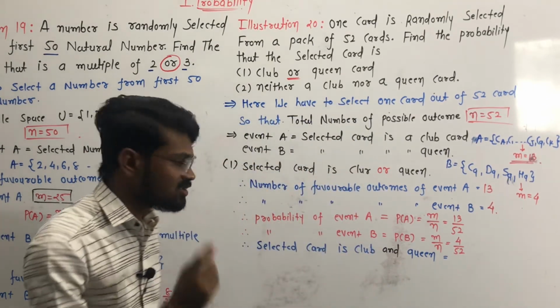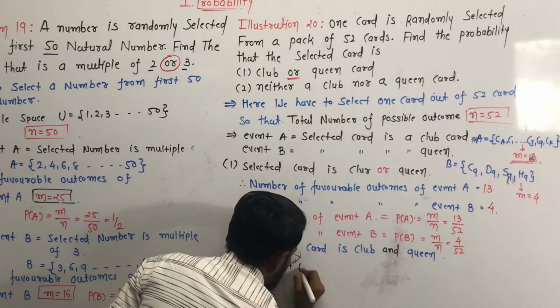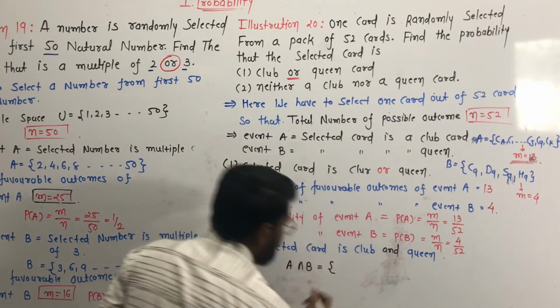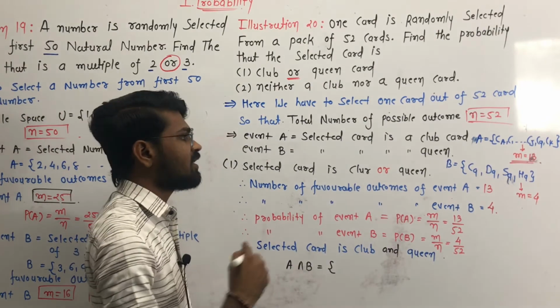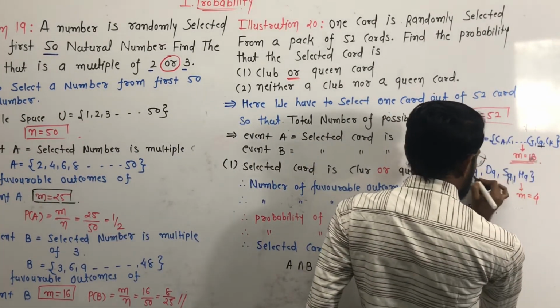And means the intersection of events A and B. The intersection of events A and B means the common element between events A and B. The common element is the club queen.